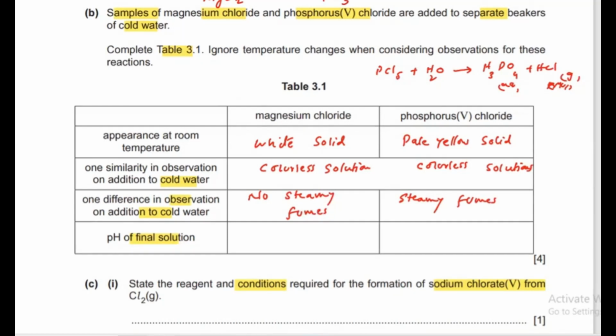In the case of PCl5, we are getting H3PO4 and hydrochloric acid. Mostly they are strong acids, and you can write any pH below 3 or 4. If we write 1, it's okay, or 2, it's okay. Then the pH of the final solution when we dissolve MgCl2 in water will be slightly acidic. The pH value is approximately 6.5.